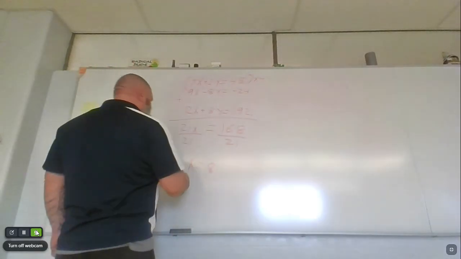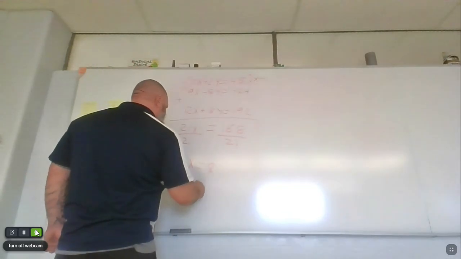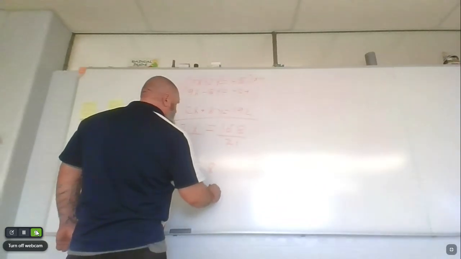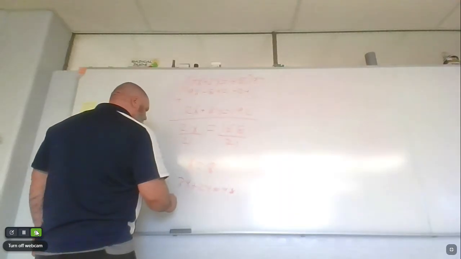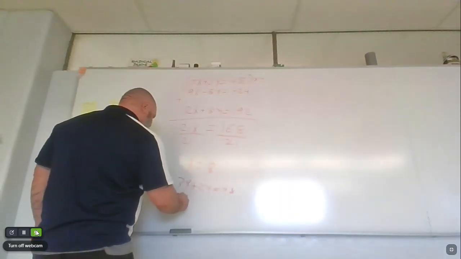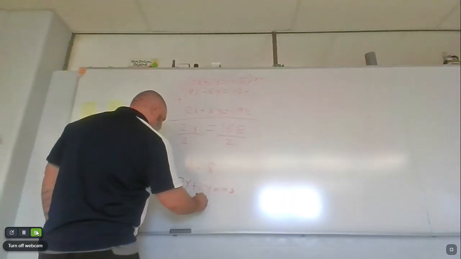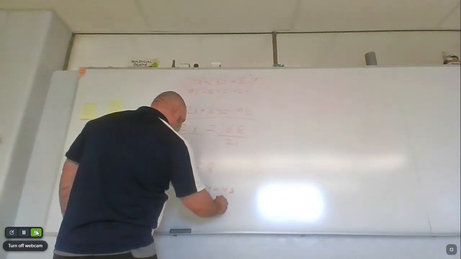Let's take a look at our 3x plus 2y equals 48. Plug in 8 for x, so 3 times 8 plus 2y equals 48.